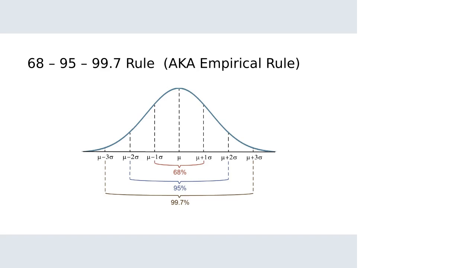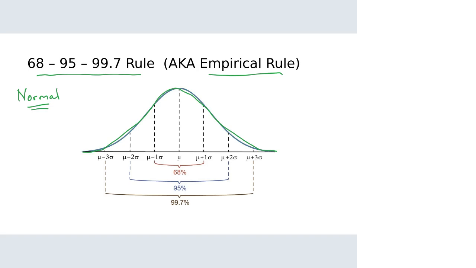It's because of something called the 68, 95, 99.7 rule. This is also known as the empirical rule. So if you see "solve this problem using the empirical rule," what it's talking about is this rule right here, the 68, 95, 99.7 rule. And what that rule tells us is when we have data that is normal, meaning a graph of it makes this shape right here.